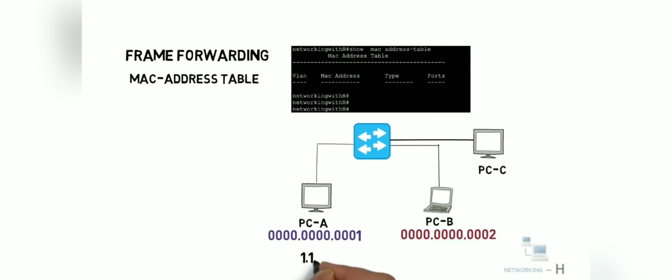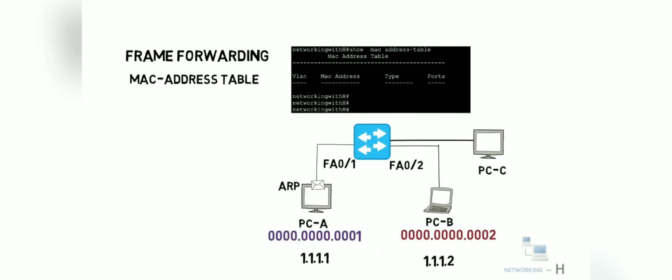Let's say you want to ping from PC A to PC B. The IP address of PC A is 1.1.1.1 and PC B is 1.1.1.2. To communicate with PC B, PC A sends an ARP message. ARP in a nutshell is a communication protocol used to resolve the layer 2 address associated with the layer 3 address, that is the IP address. PC A sends a frame and the switch receives the frame from PC A on Fa0/1.